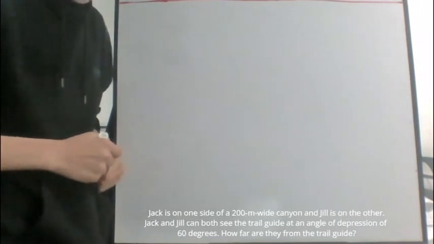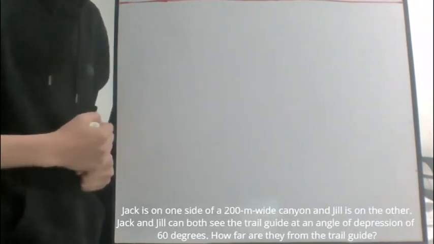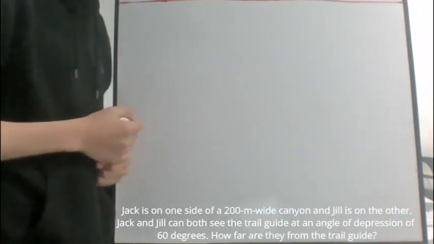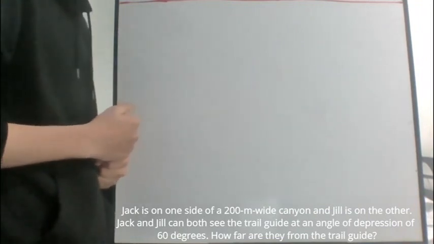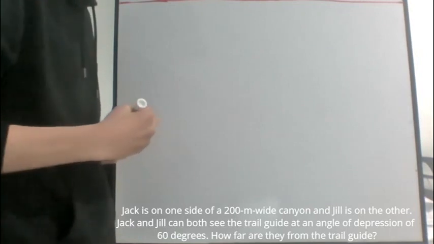Okay, so now that we know how to do these kinds of problems, we are going to do one, but a word problem in this case. My friend Israel is going to put the problem right here so that you can see it. And it says, Jack is on one side of a 200-meter wide canyon and Jill is on the other. Jack and Jill can both see the trail guide at an angle of depression of 60 degrees. How far are they from the trail guide?